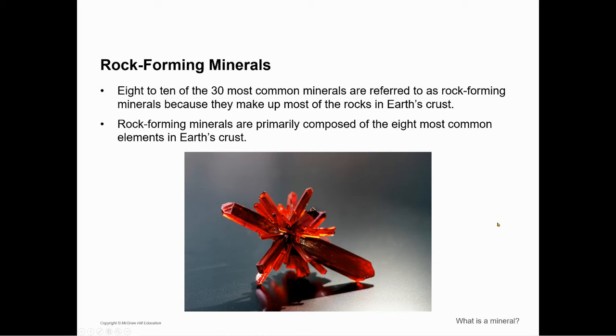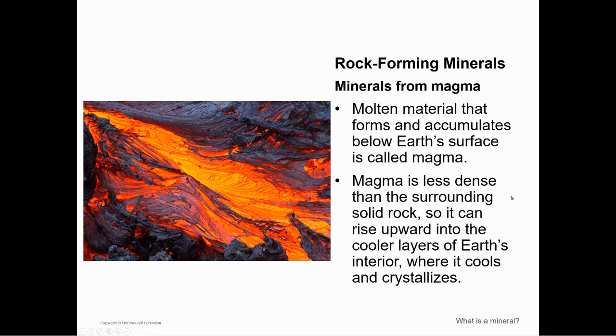8 to 10 of the 30 most common minerals are referred to as rock forming minerals because they make up most of the rocks in Earth's crust. Rock forming minerals are primarily composed of the 8 most common elements in Earth's crust. All right, rock forming minerals. Minerals form from magma.